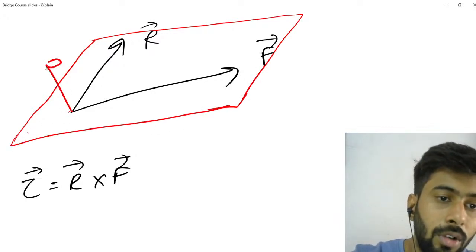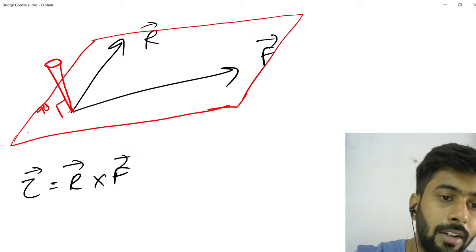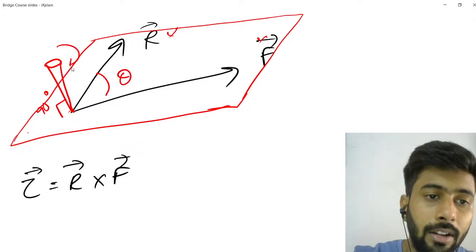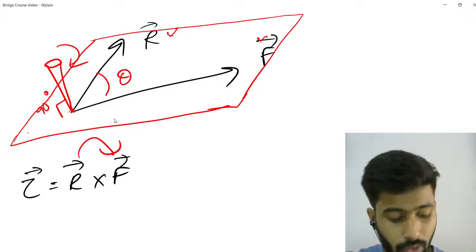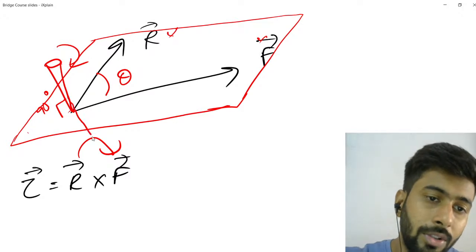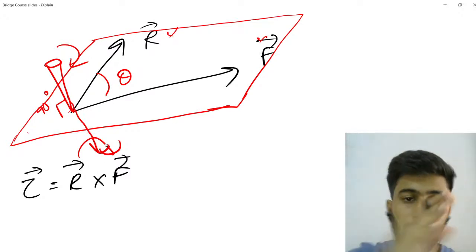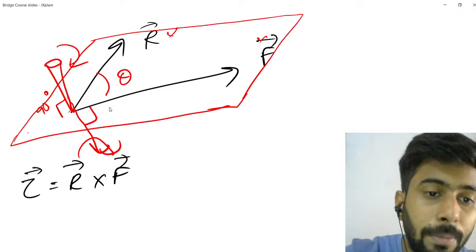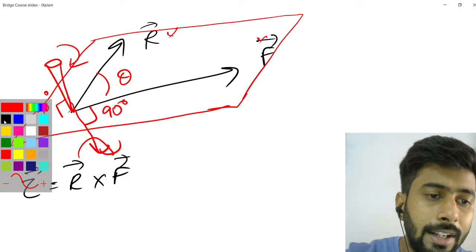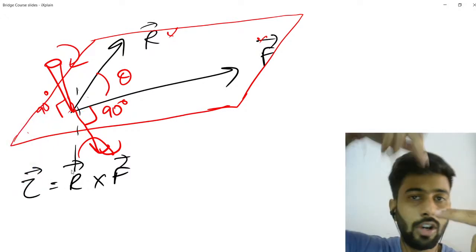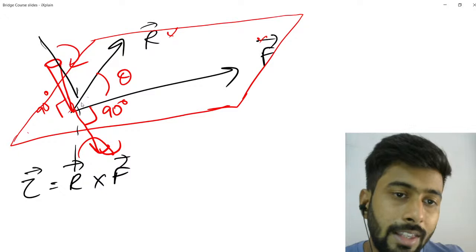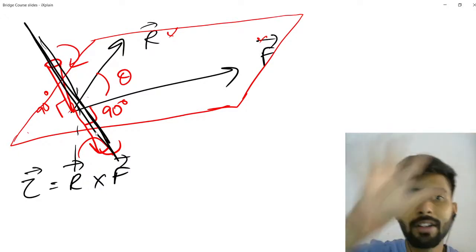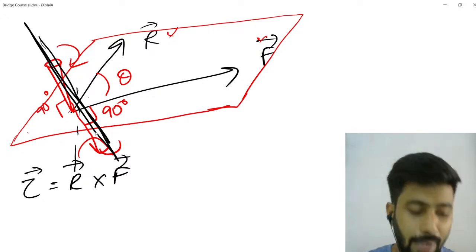You will have to put a screw which is perpendicular to this plane, and then rotate from R to F through the smaller angle. This is the smaller angle. Because it's R cross F, that's why you will rotate from R to F. And then you will see that the screw is going like that. It's not perfectly down. It is slightly inclined to that plane, but it's 90 degrees to the plane. But with respect to vertical, it has some inclination. Like it's not perfectly vertical. Your screw will move along that line, right? So you will have vectors pointing in various random directions.